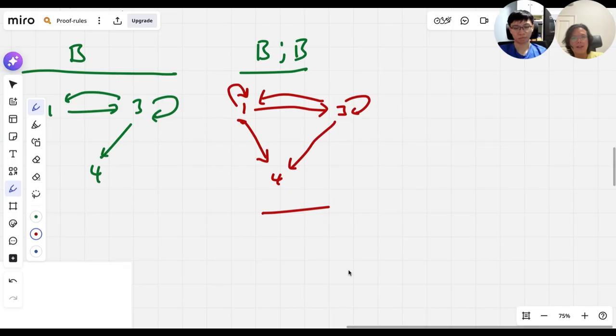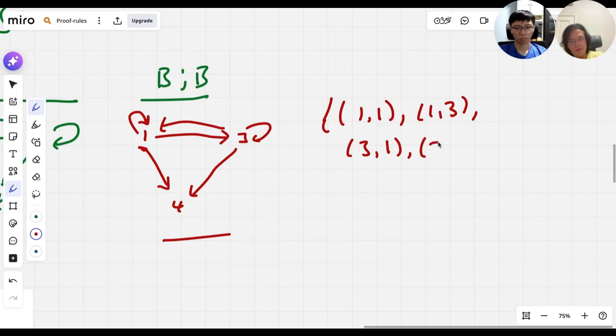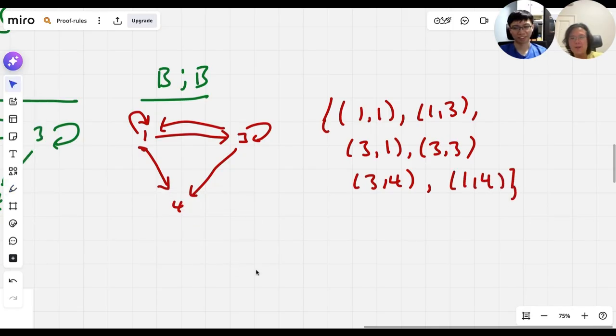If I write this back, B compose B is 1 related to 1, 1 related to 3, 3 related to 1, 3 related to 3, 3 related to 4. Are we missing anything? There's six lines though. One related to four. Exactly, 1 related to 4. That's actually a pretty good sanity check. I didn't think of doing that. I already knew the answer, so I didn't count.